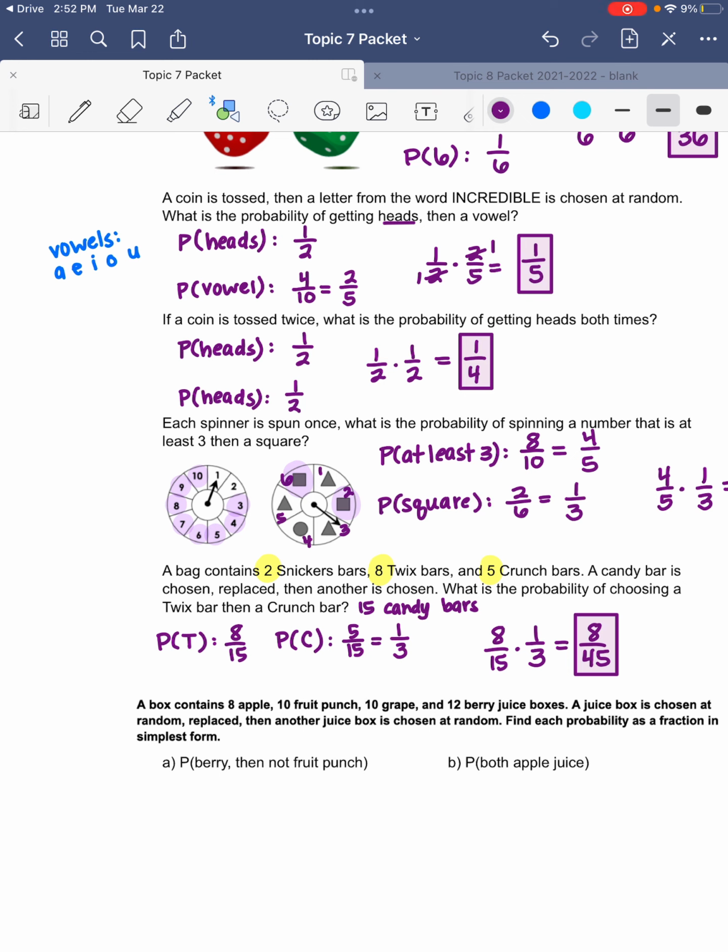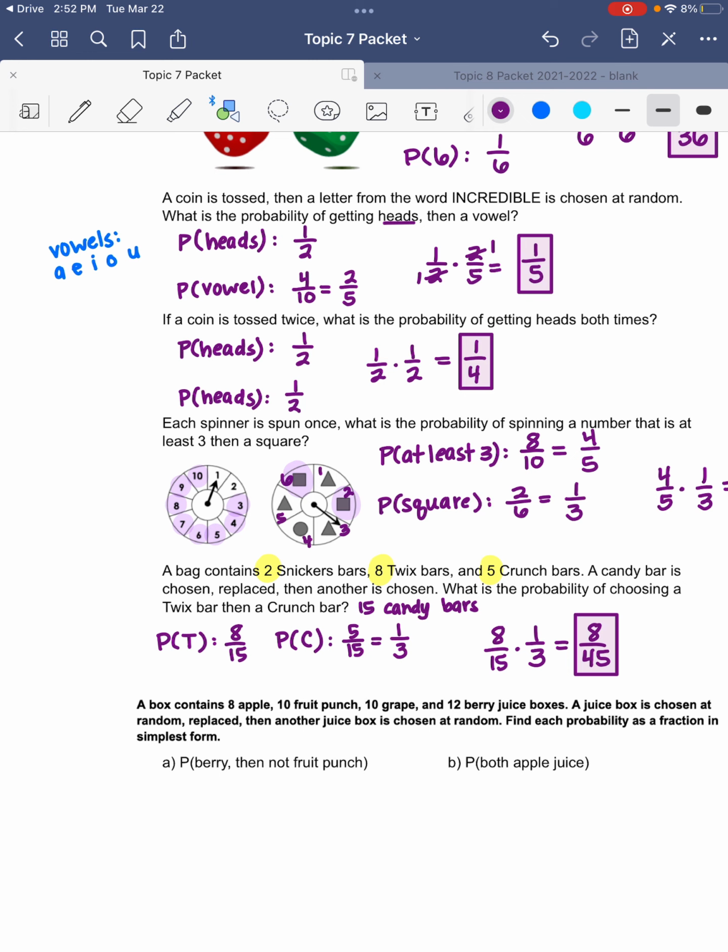Okay, last one, and we've got a part A and a part B. So in part A, let's just read the problem first. It says a box contains 8 apple, 10 fruit punch, 10 grape, and 12 berry juice boxes. A juice box is chosen at random and replaced, and then another juice box is chosen at random. Find each probability as a fraction in simplest form.